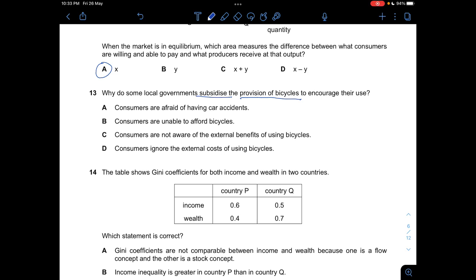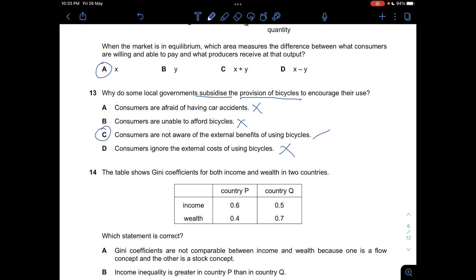So let's see here. A, it says consumers are afraid of having car accidents, which is not correct. B, it says consumers are unable to afford bicycles. Not really. Actually, bicycles are cheaper than cars. C, it says consumers are not aware of the external benefits of using bicycles. Yes, that's correct. D, it says consumers ignore the external costs of using bicycles. If consumers ignore the external costs, they would use bicycles. But then here it says they are trying to subsidize the provision of bicycles to encourage the use. That means that if consumers ignore, a lot of people are already using it. So this is not correct.